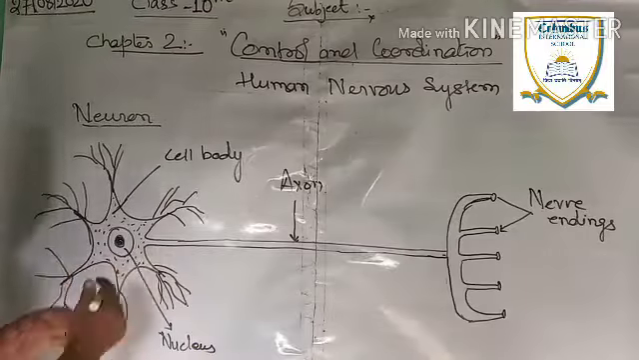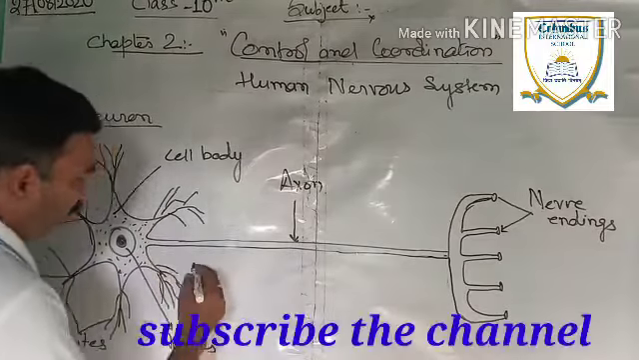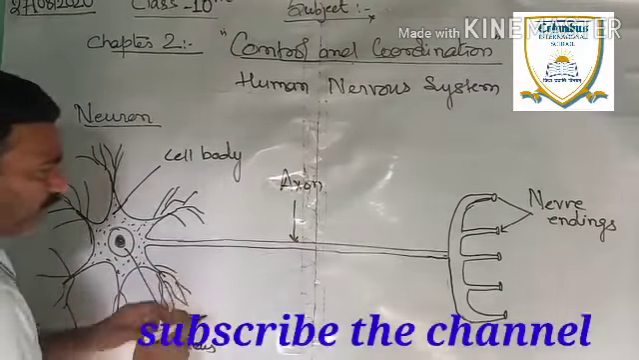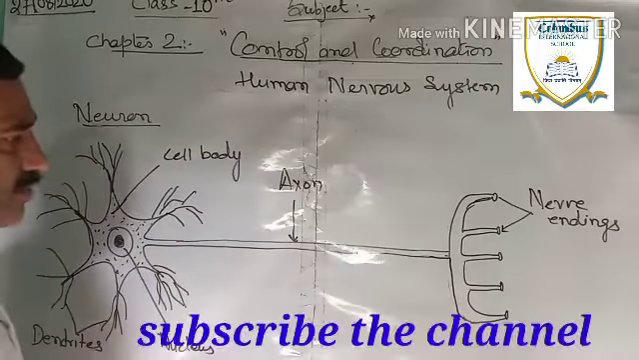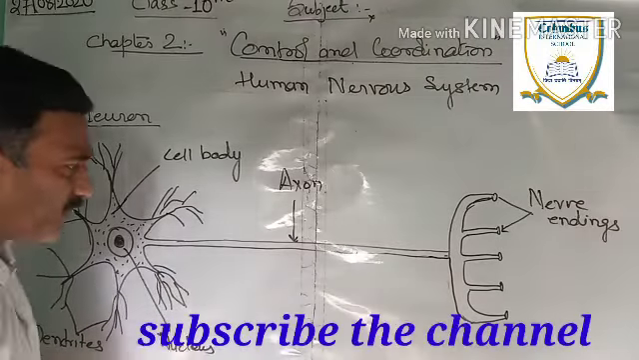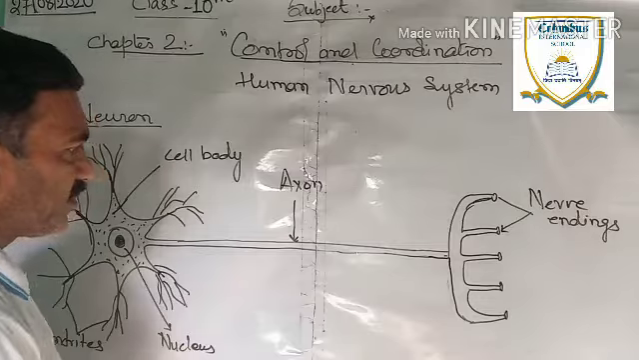After that, there are special coverings over this axon. This axon, as it is very delicate, is provided with a cover for protection. Moreover, this cover has some other functions also.